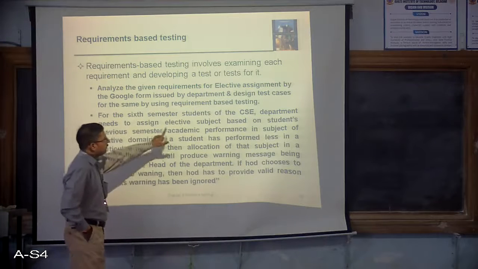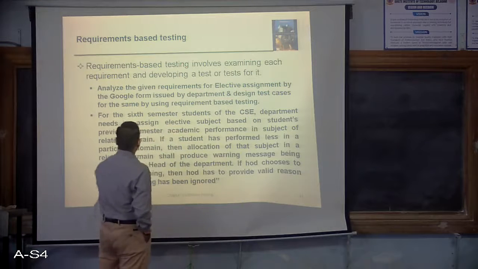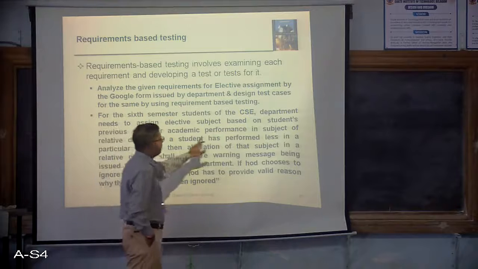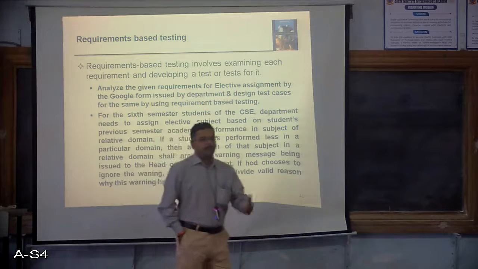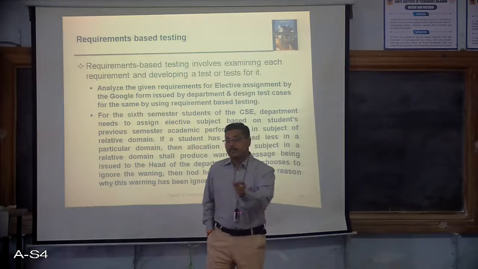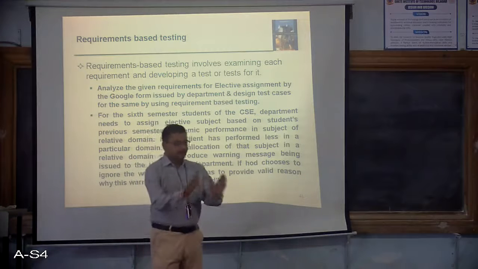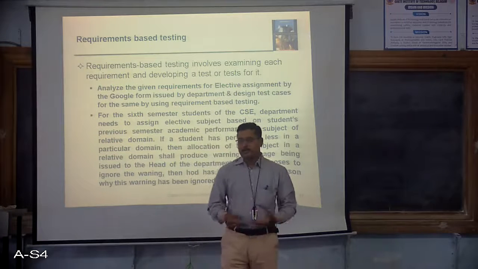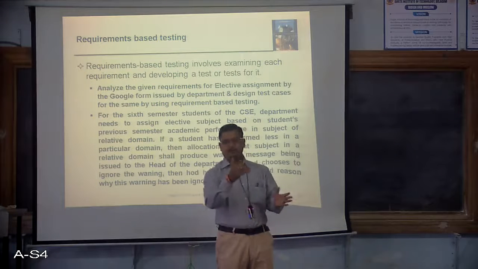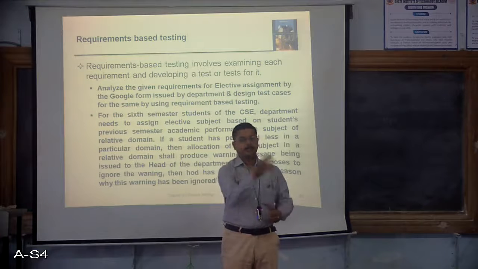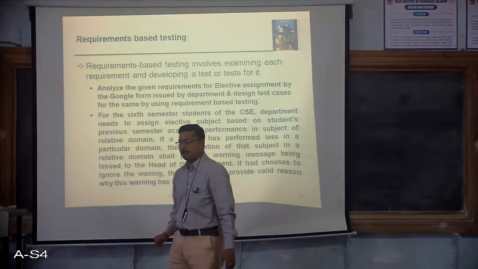For the 6th semester students of the computer science department, the department needs to assign elective subjects based on students' previous semester academic performance in the subject of the relative domain. Yes, whenever you opt for one particular elective subject, that subject is allocated based on the previous semester performance in the relative domain. For example, if you want to choose machine learning in data science, we have to take the student's performance in the previous semester. If it is up to the average, that subject is allocated to you. Otherwise, it is denied. If you are very poor in data science, that particular subject is held up for allocation.